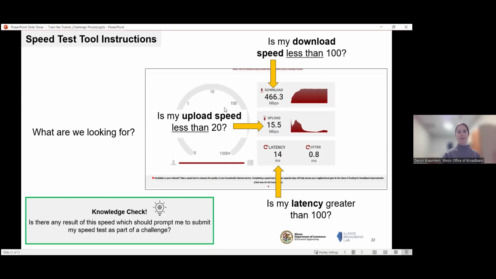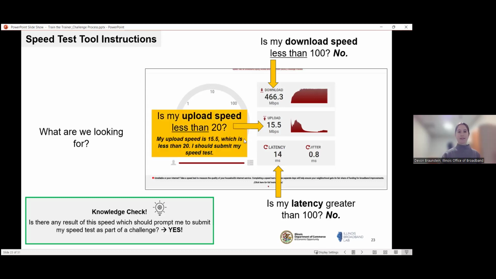And just remember that these are the 3 questions to ask. And again, because you're taking the median over 3 days, there's no harm in submitting if you don't meet these criteria. But I think this is definitely an instance where you might not be getting that 100 over 20 speed. So just highlighting this, we're at 15.5.